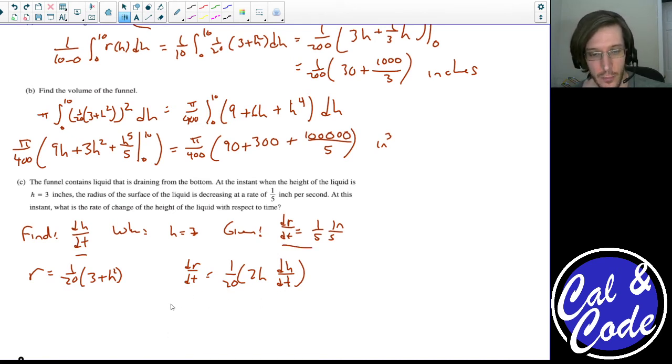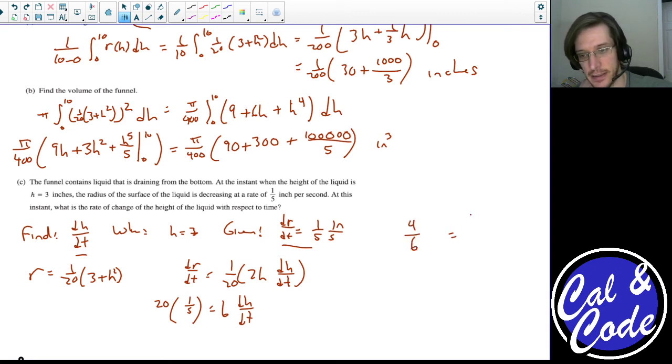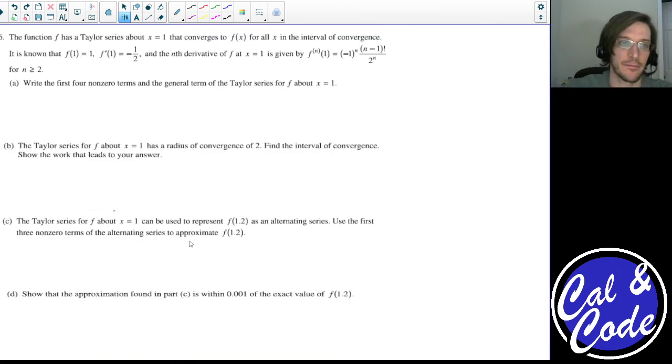So I have, multiply the 20 on the other side, 20 times 1/5 is equal to 2 times the 3, which is 6, dh dt. 20 divided by 5 is 4. So basically I have 4/6 is dh dt. That is going to be in inches per second, and we have finished problem 5.